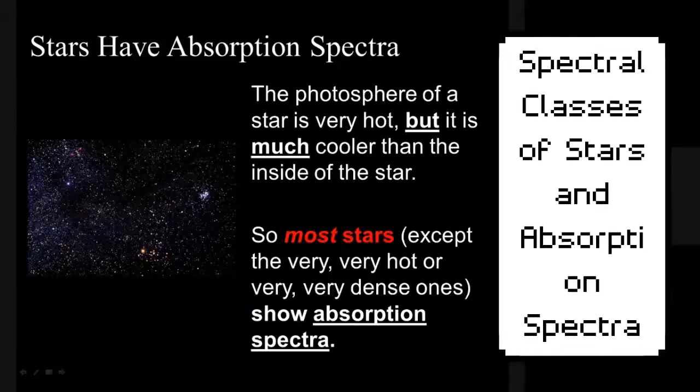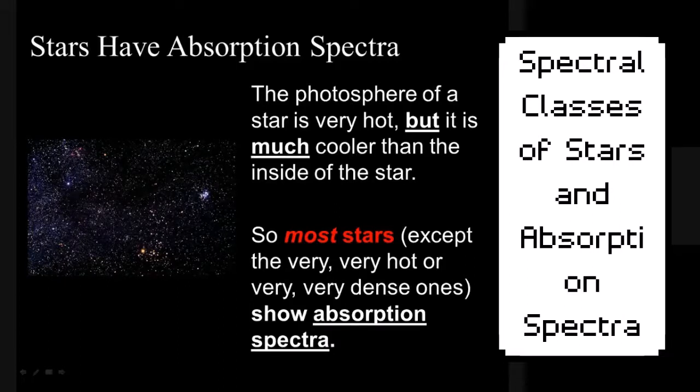Okay, so like our sun, most stars have absorption spectra. The reason for that is most stars have a photosphere that has gas. They're just not hot enough to make everything in the photosphere plasma. And also most stars have an atmosphere as well that also blocks some light.